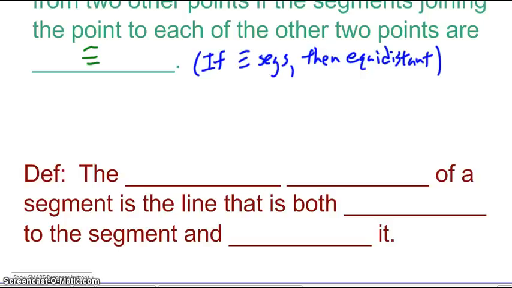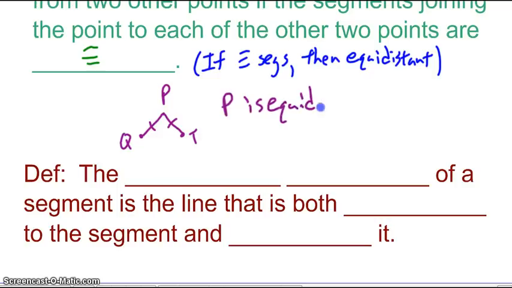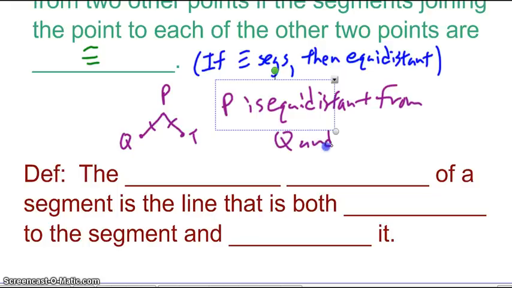So what would that look like? Let's start with point P. We would say P is equidistant from points Q and T if we know that the segment between P and Q is congruent to the segment PT. So P is equidistant from Q and T.